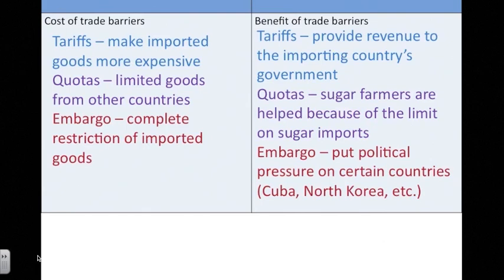Again, the cost of a trade barrier is that it's going to make things more expensive, limit the amount of goods from other countries, and restrict variety. The benefit is that it will provide protection for domestic producers or domestic suppliers.